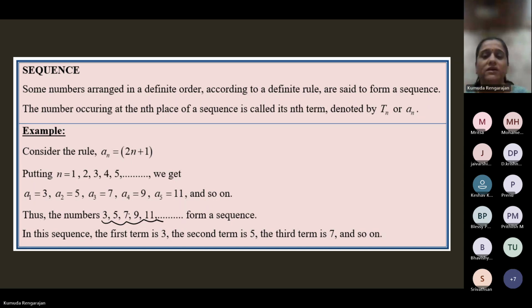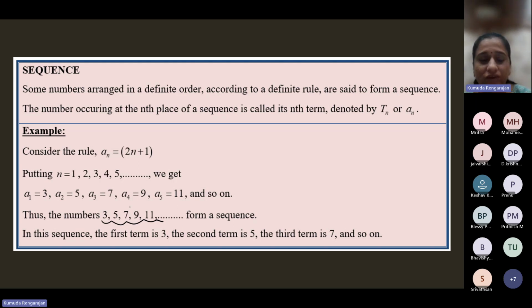This is the rule. In a sequence, if the difference between any term and its preceding term, the term before it, is a constant, a fixed value, then that sequence is called an arithmetic progression. Now this fixed difference or constant can be 0, it can be negative, it can be positive.